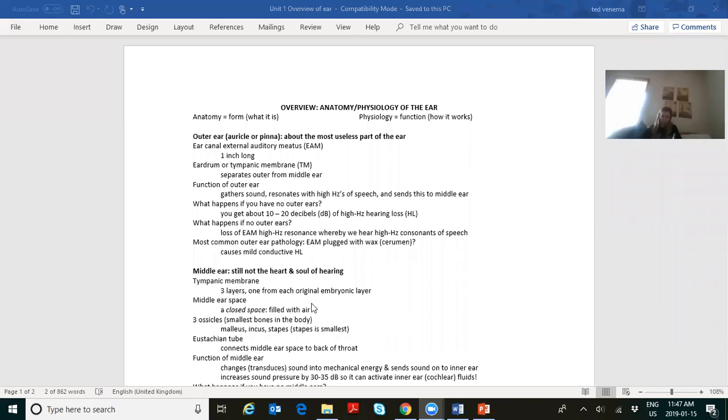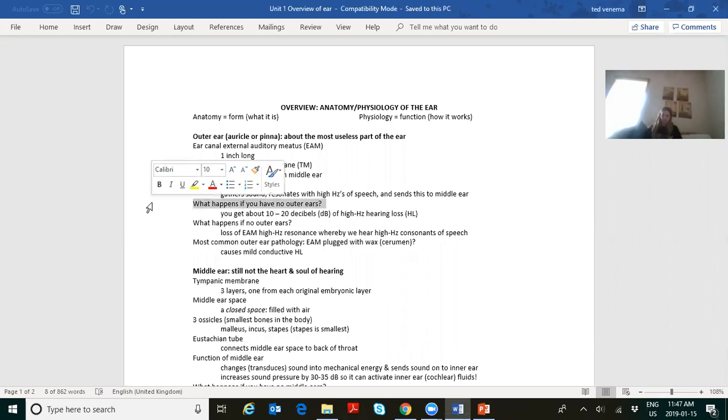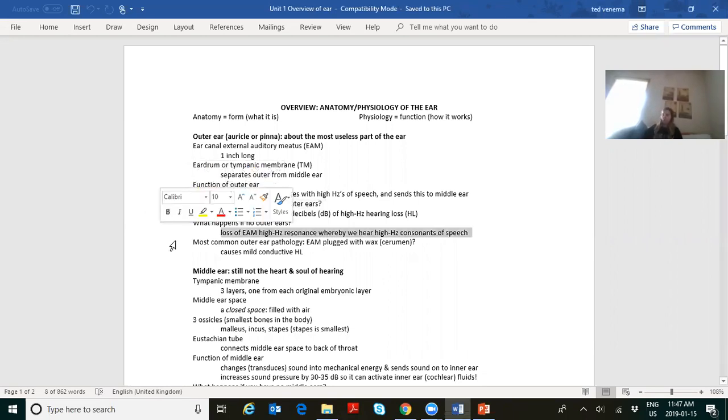Go to your notes. What happens if you have no outer ears? Let's highlight that. You'll get a little bit of hearing loss. It says here 10 to 20 decibels. We'll cover what decibels are later on in acoustics. For now, just think you'll get a little bit of hearing loss, not much. Okay? You'll lose that resonance, whereby we hear the high-pitched consonants of speech.